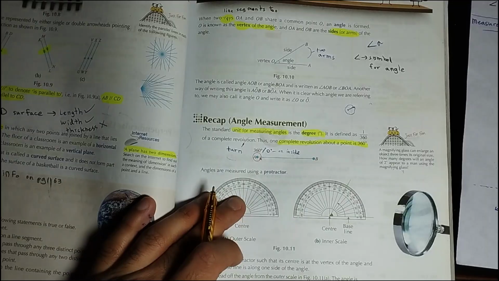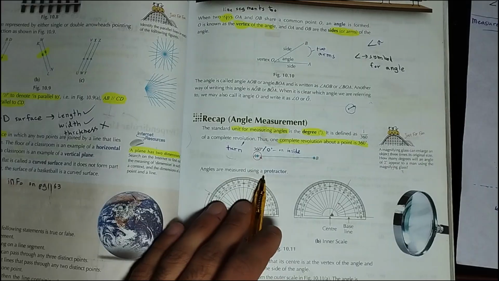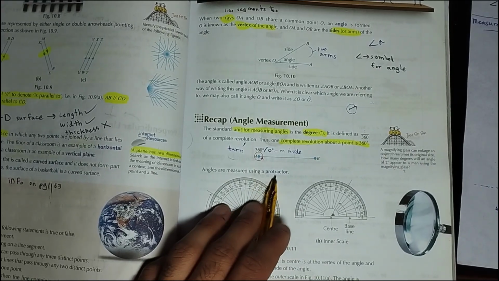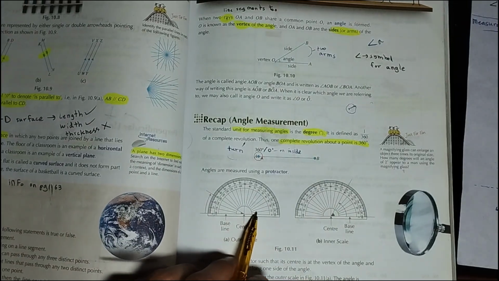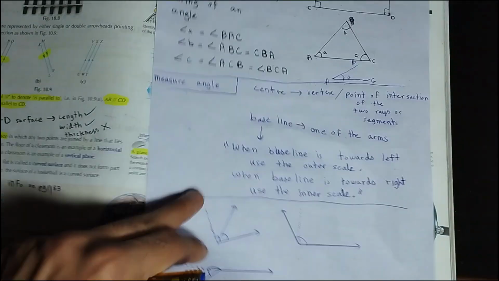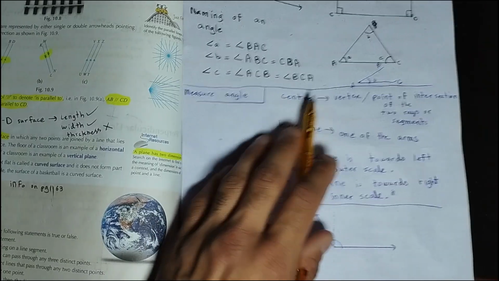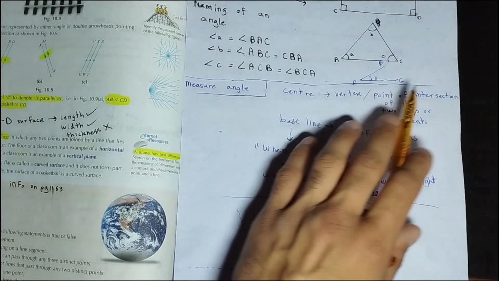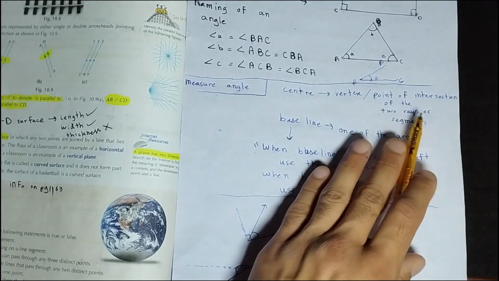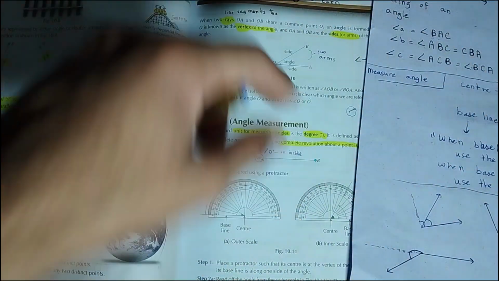Okay, now how are we going to measure angles? We're going to measure them using a protractor. Okay, it's not a protector, it's a protractor. This tool, we can measure an angle using this tool. How are we going to measure an angle using this tool? First of all, you need to understand what the center is and what a baseline is. Center is going to be the vertex or the point of intersection of the two rays, or line segments. Okay, this is going to be the center. For example, I have this tool right here with me.